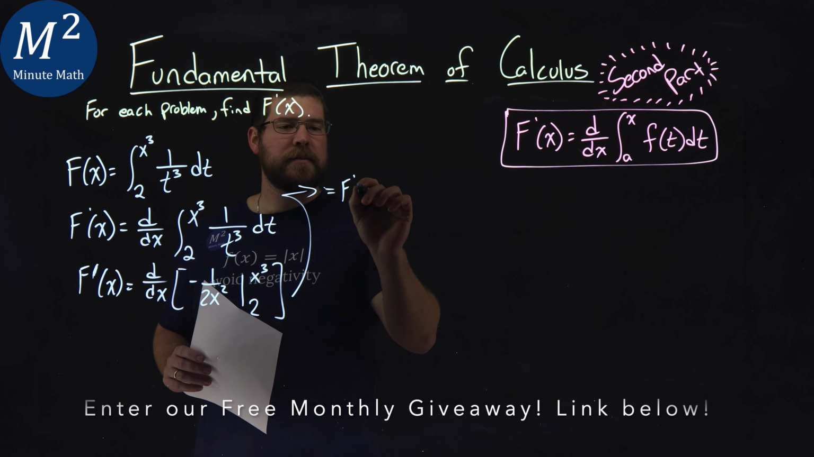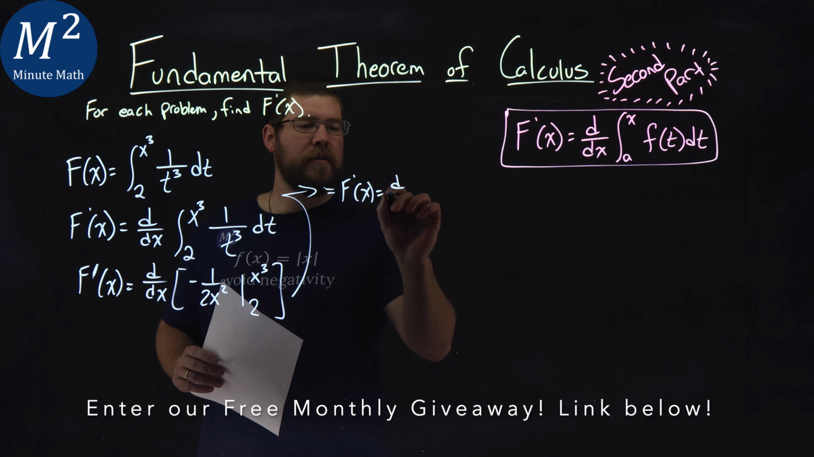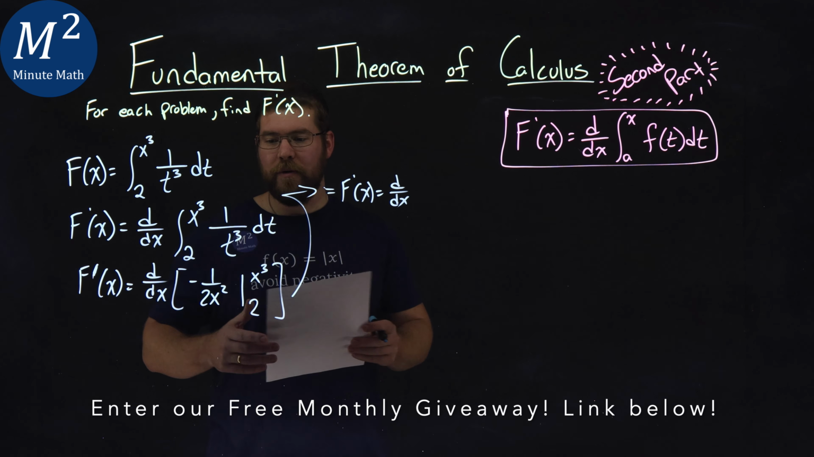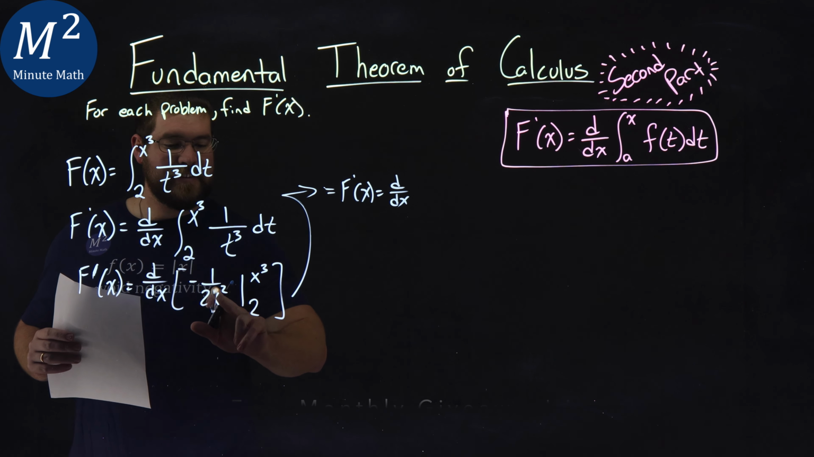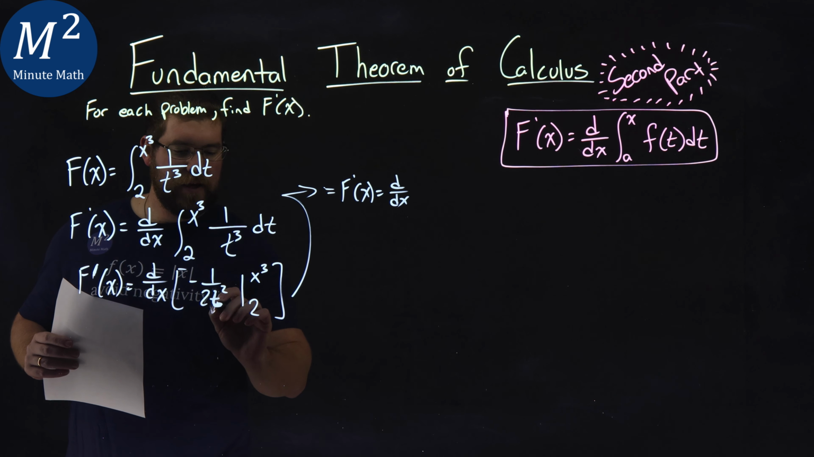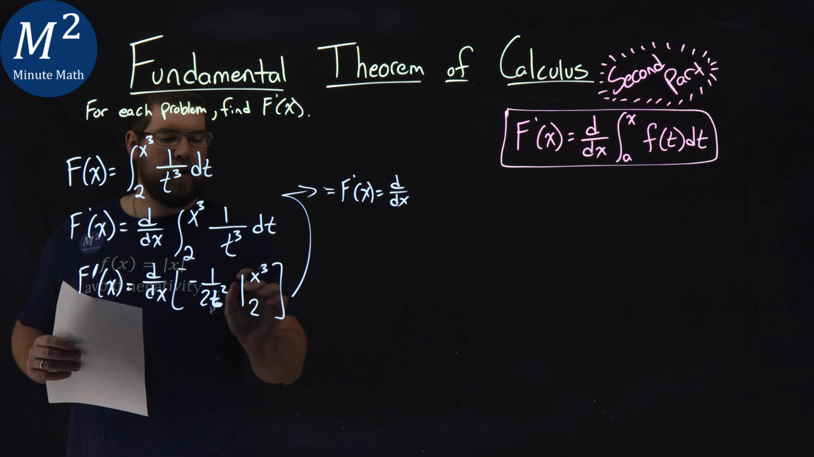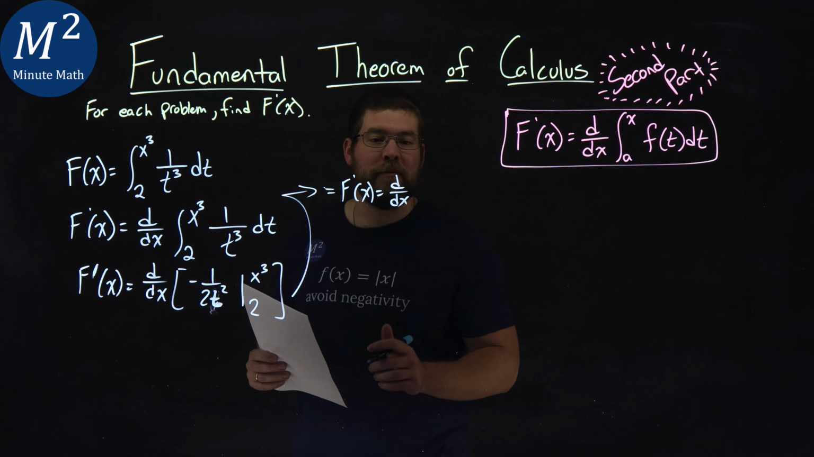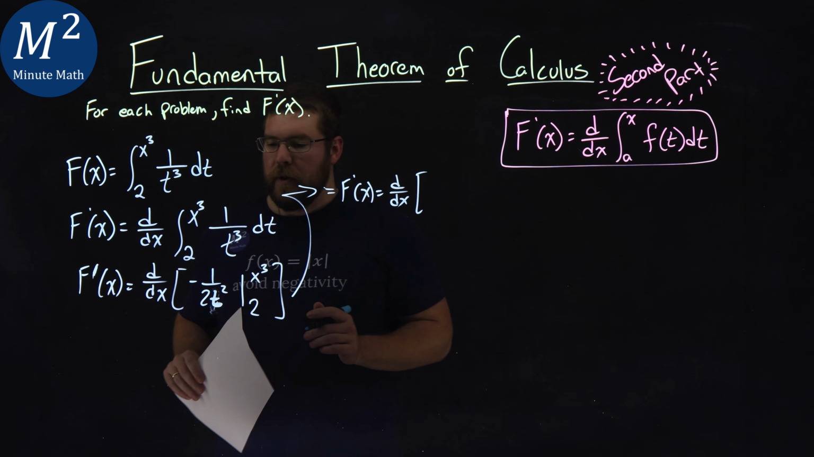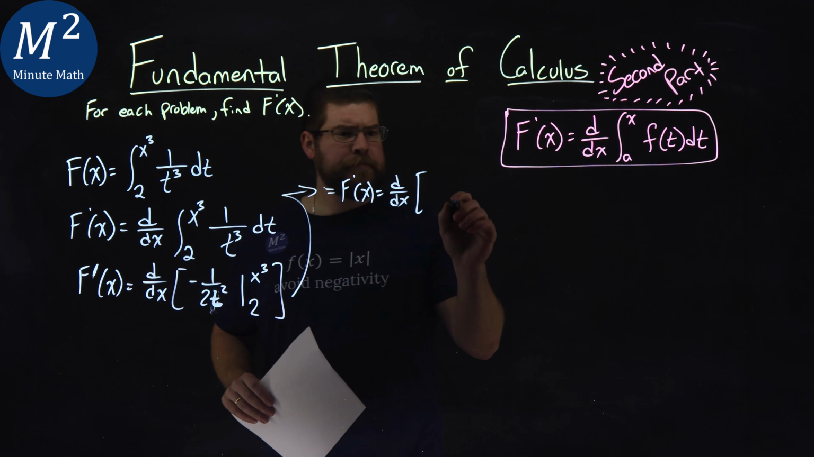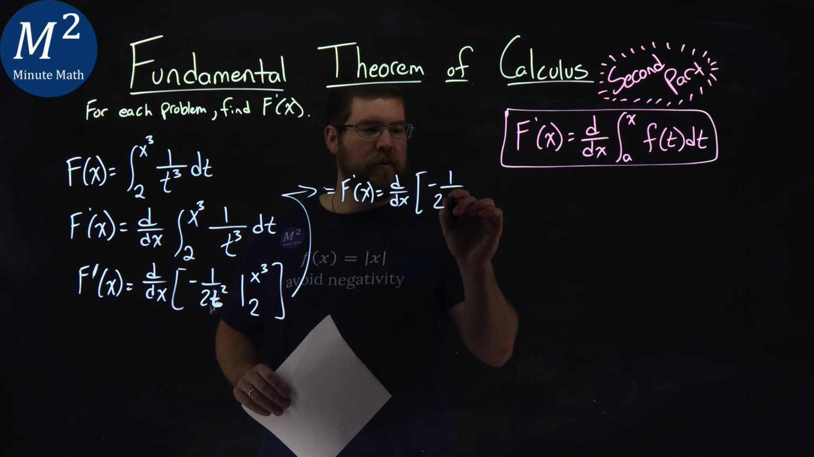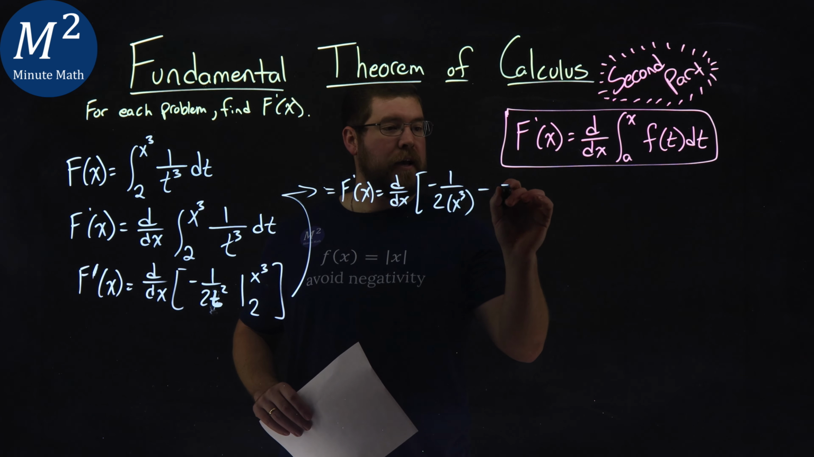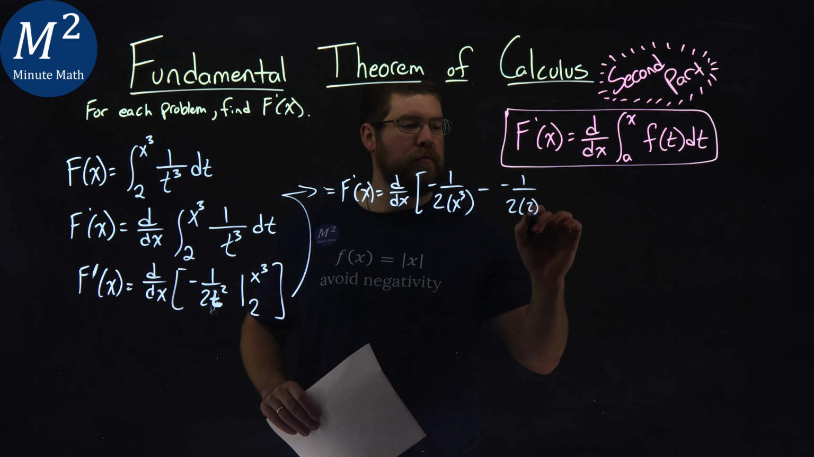We have f prime of x now is equal to d over dx. And what we want to do is plug in first x cubed. Oh, that's a t, right? We need to keep this in terms of t because that was the integral. We're plugging x cubed in for t. Great. So we have negative 1 over 2 times x cubed squared, minus, when we plug 2 in, a negative 1 over 2 times 2 squared.